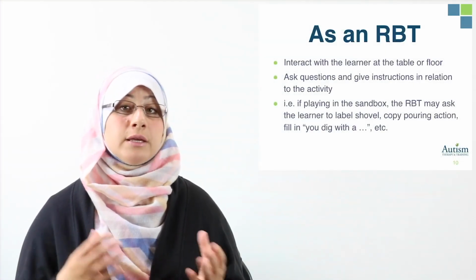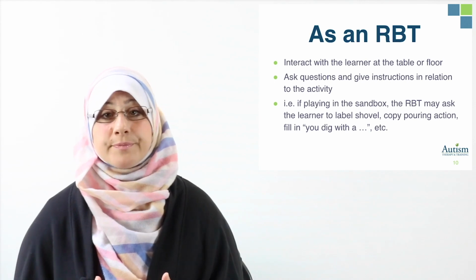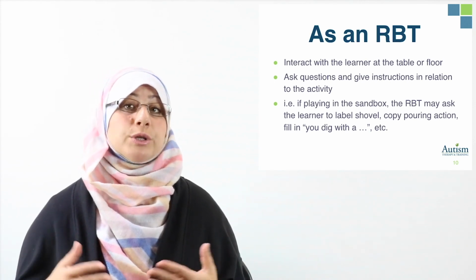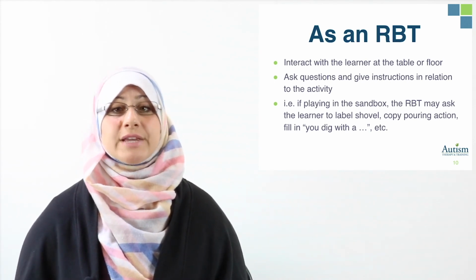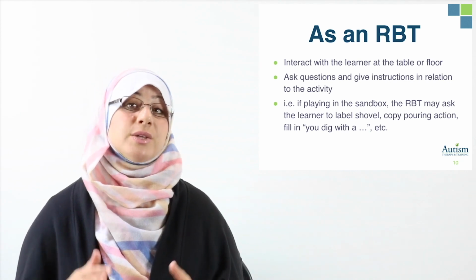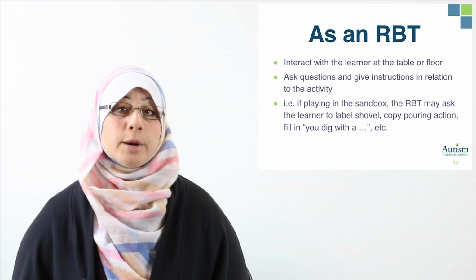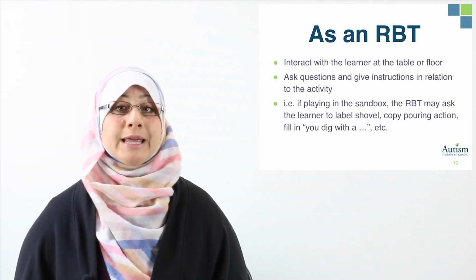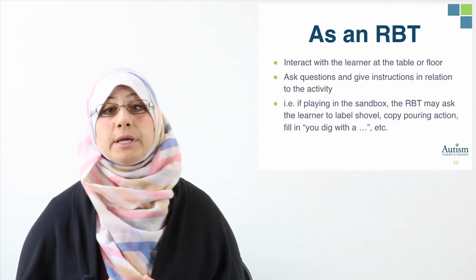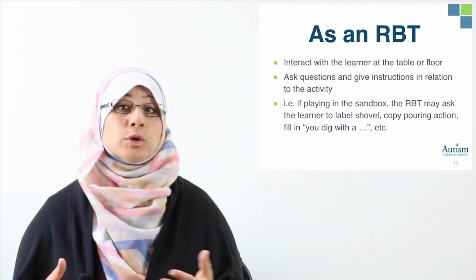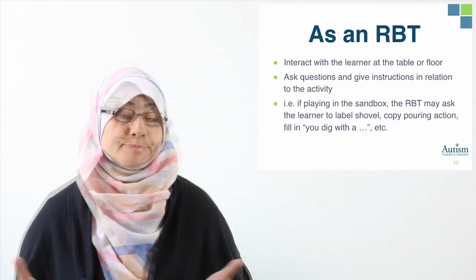The RBT will interact with the learner on the floor or on the table. It's not determined by the actual location. You can ask questions and give instructions in relation to the activity. For example, if you're playing in the sandbox, the RBT may ask the learner to label shovel, copy pouring actions, fill in questions such as you dig with a.